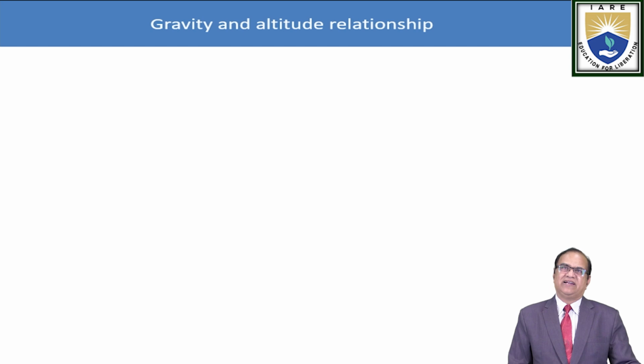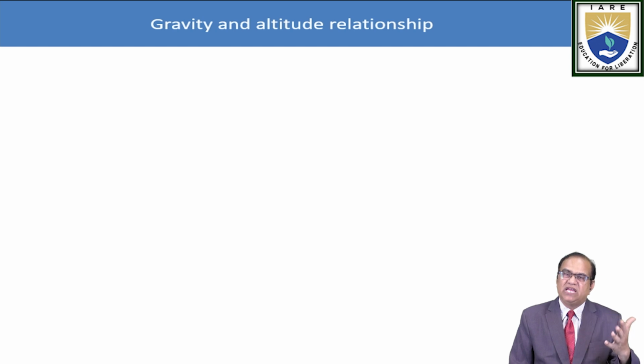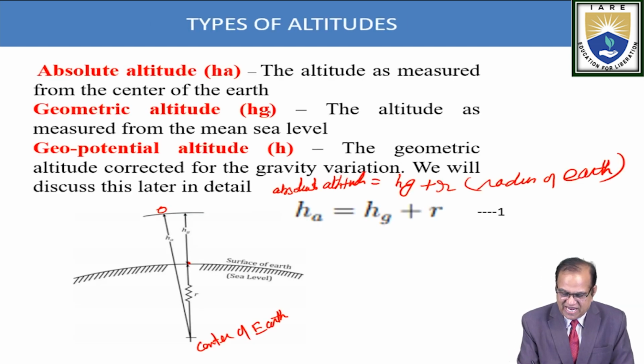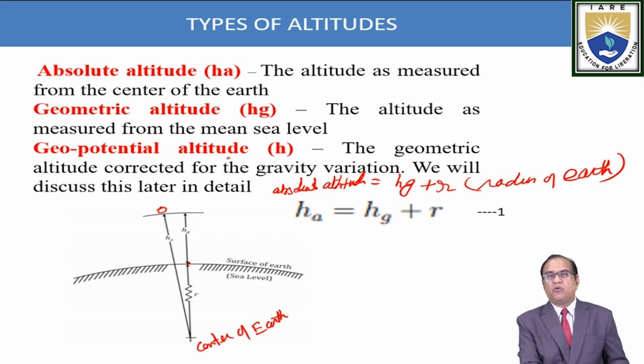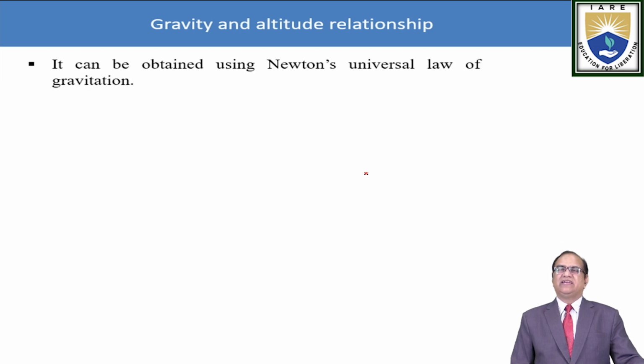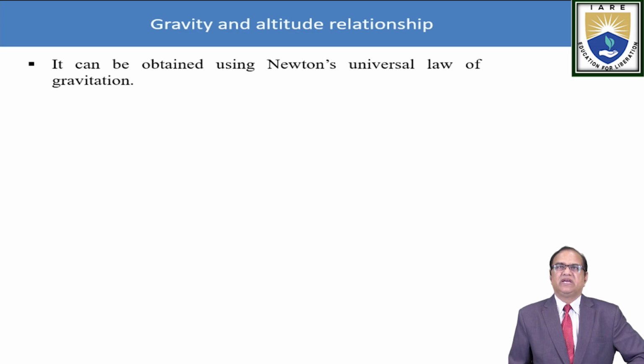Now I will discuss gravity and altitude relationship. How the gravity will vary as per the variation of the altitude, that we are going to discuss here, because we have seen previously that Hg and H are altitudes measured from the sea level, but this geo-potential altitude is a geometric altitude corrected for the gravity variation, that we will be observing in this slide. It can be obtained using Newton's universal law of gravitation.